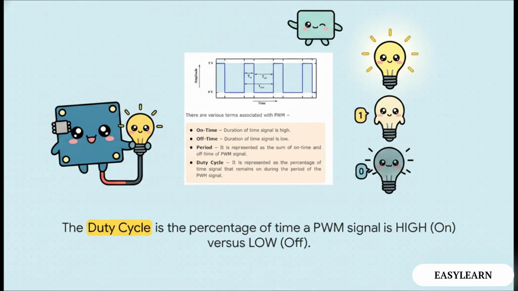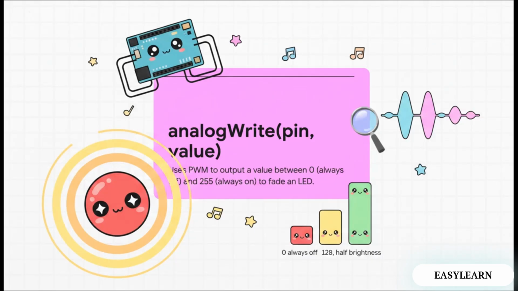So if the pin is mostly off, an LED will look dim. If it's mostly on, it looks bright. Our eyes can't keep up with the flashing, so they just kind of blur it all together into what looks like a steady glow. The command for this whole trick is analogWrite, and with this one, you give it a value between 0, which means always off, and 255, which means always on.